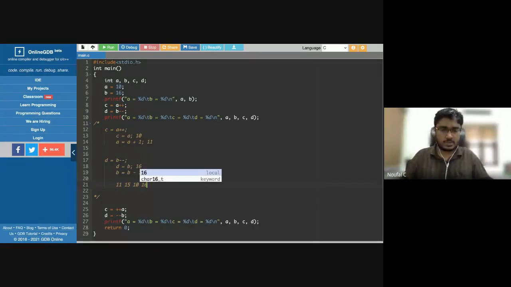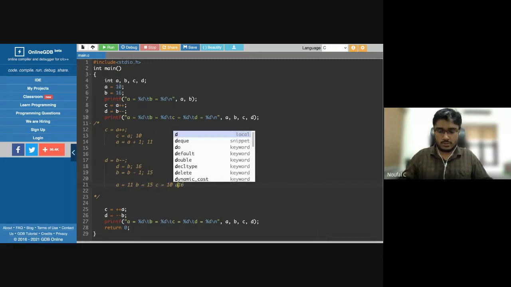It is 16. Okay, so it will be 11, 15, 10, 16. Now, so these are the values of a, b, c, d. So I'll write a equal to this one, b equal to this one, then c equal to this one, and d equal to this one.